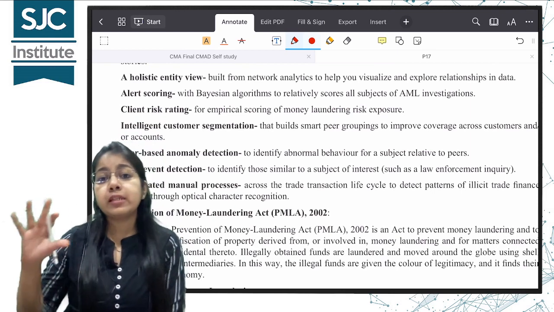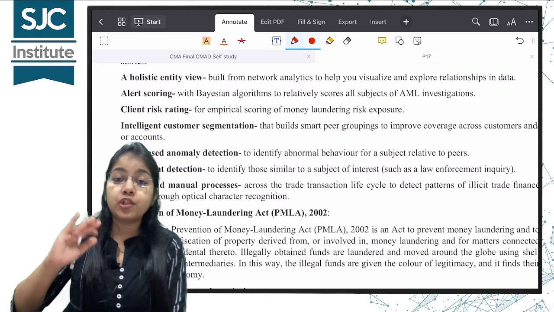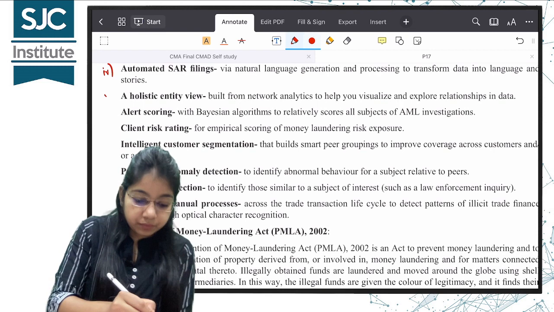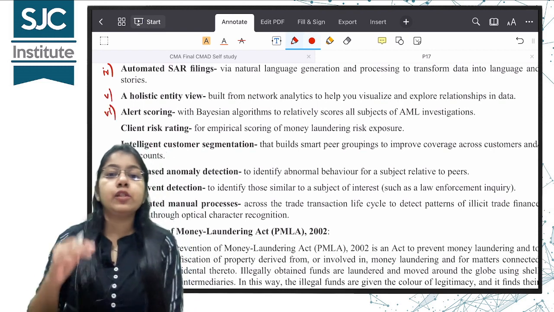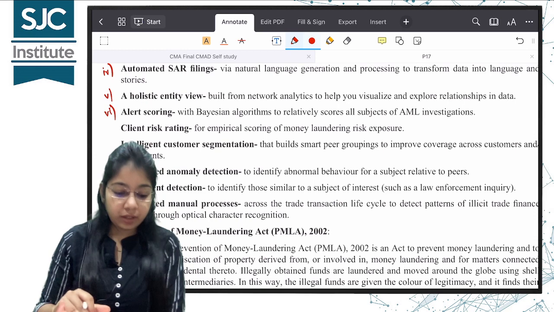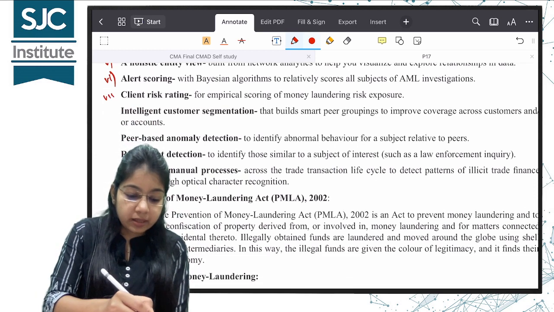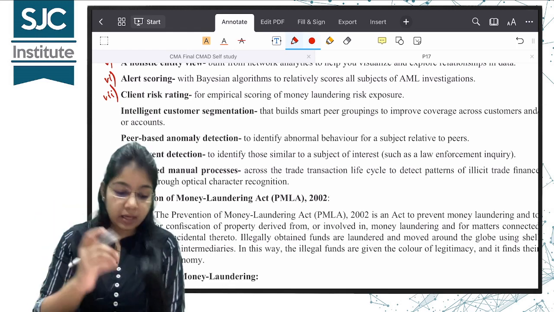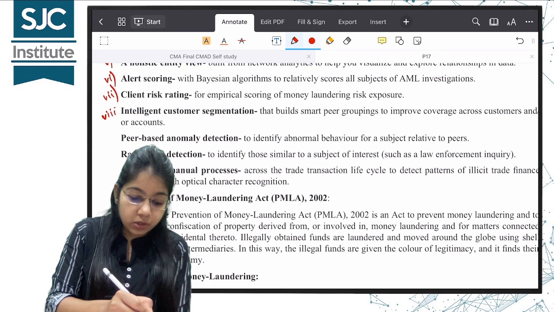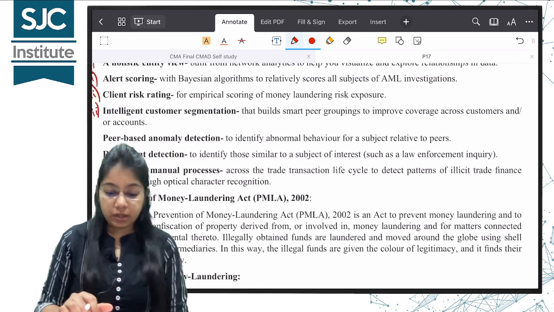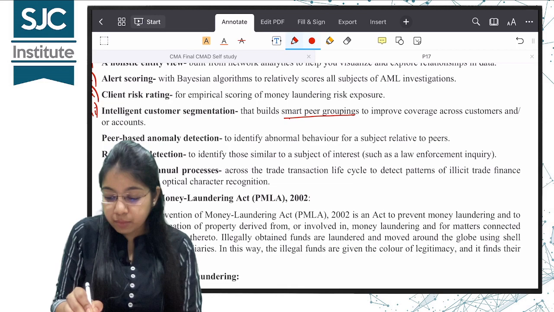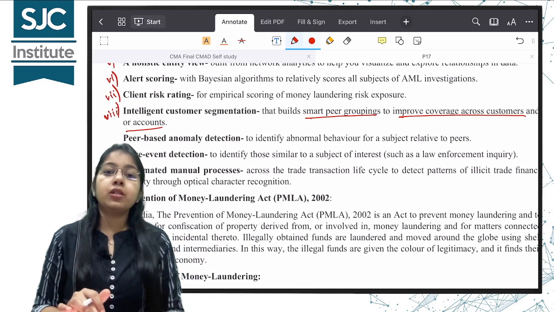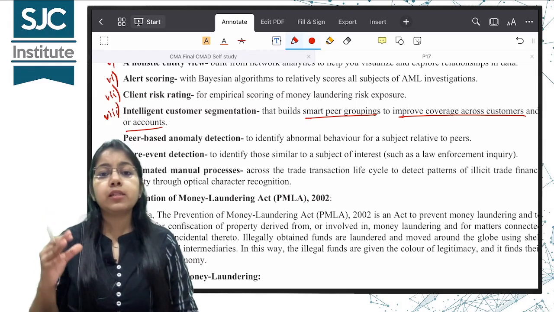If we have found one suspicious activity, we check whether it is related to another one or not, a holistic view. Alert scoring, again giving scores to alerts according to priority. Client risk rating: which client is a high risk client, which is a low risk client, where to focus more, can be done automatically through technology. Intelligent customer segmentation builds smart peer groupings to improve coverage across customers and accounts. One financial institution has so many customers. Which customers would it focus on?